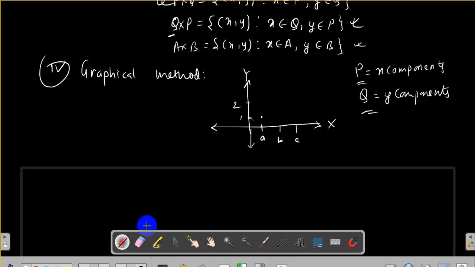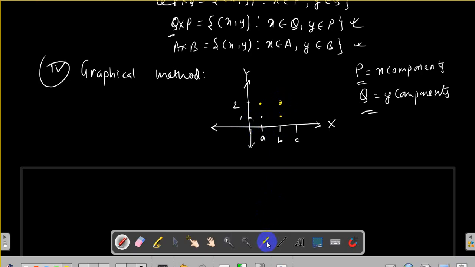Next is a comma 2. A comma 2 means we should go a units along the x axis and 2 units along the y axis. This point is a comma 2. Next is b comma 1, which lies here: b units along the x axis, 1 unit along the y axis. And next one is b comma 2: b units along the x axis and 2 units along the y axis, so the point lies here.